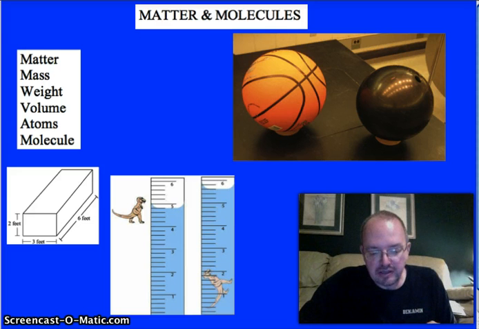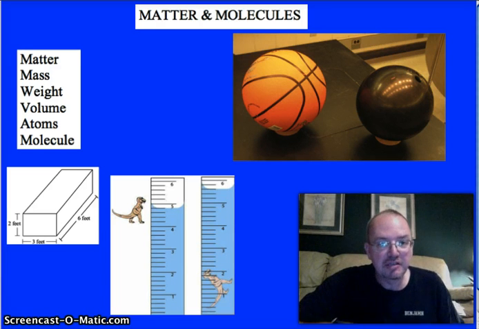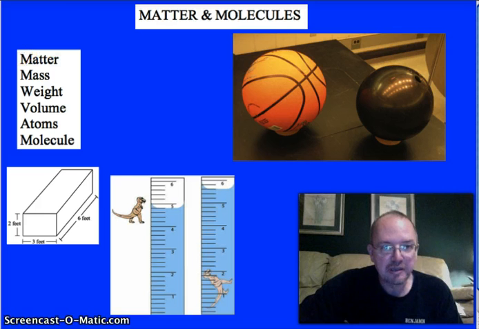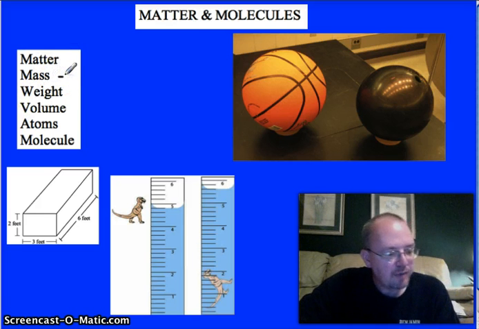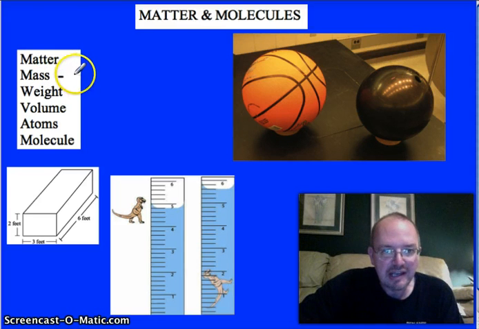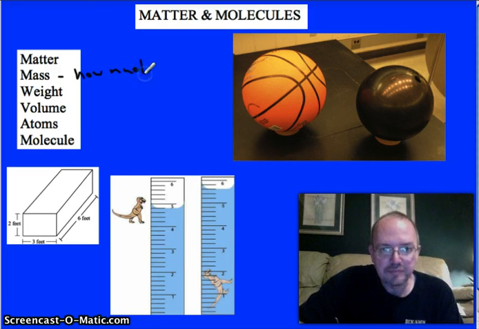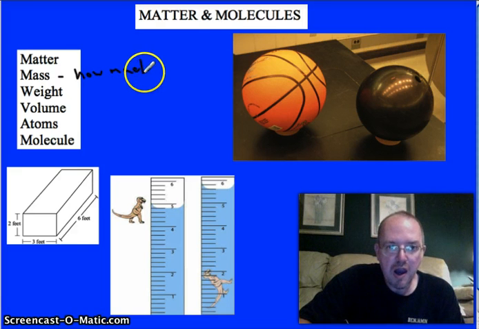Now, matter must have mass and it must take up space. And speaking of mass, mass is how much matter is in an object. And I have off to the left here a bowling ball and a basketball. How much matter?